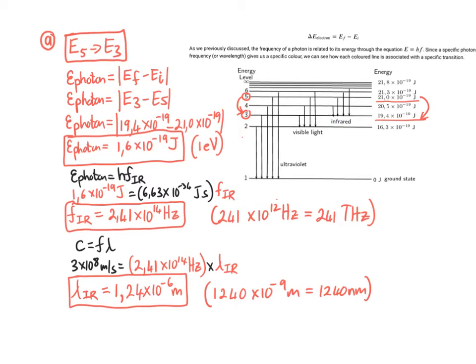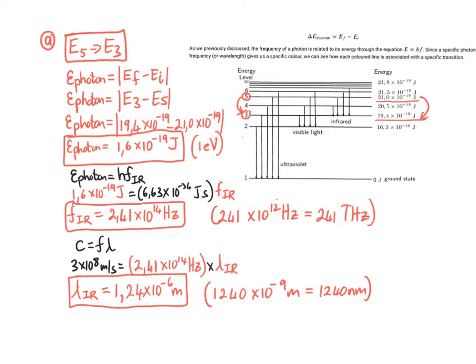So the magnitude is represented with the absolute value lines, and E final minus E initial gives us the drop in the energy of the electron. The final energy is energy level 3 minus the initial energy, which is energy level 5. So that's going to be 19,4 times 10 to the minus 19 joules minus 21,0 times 10 to the minus 19 joules, which gives us 1,6 times 10 to the minus 19 joules, because we ignore the minus sign. Now this is in actual fact equivalent to 1 electron volt.